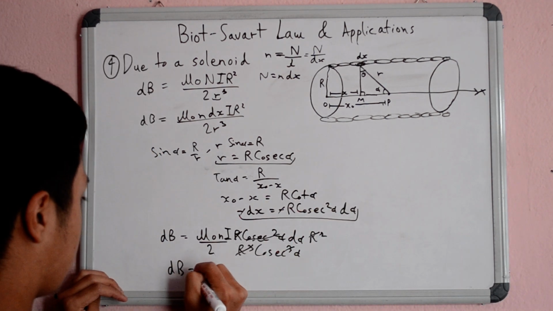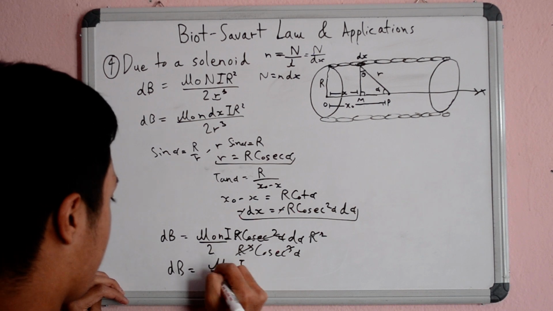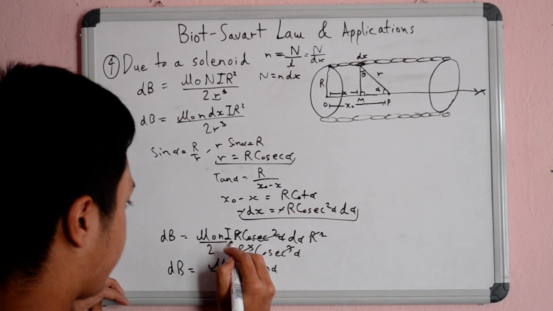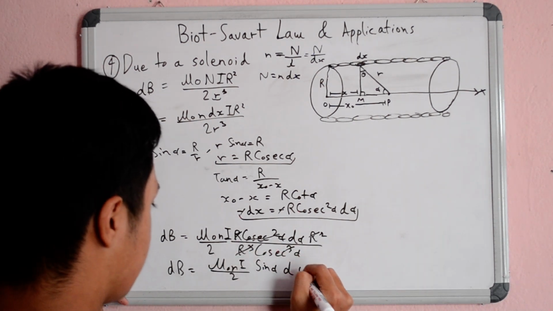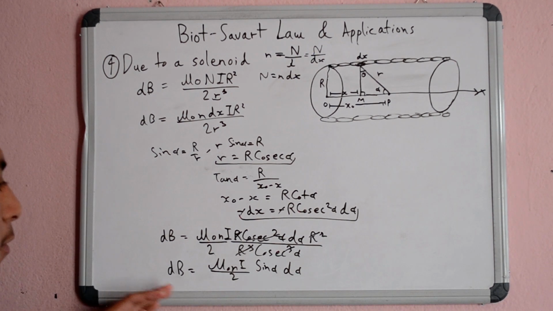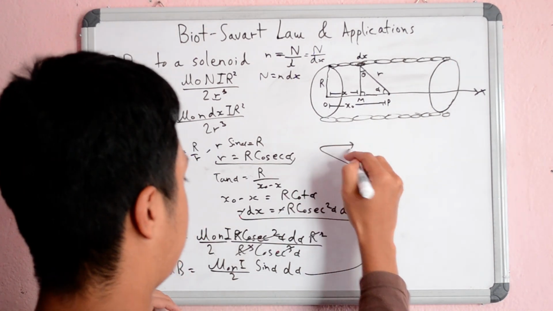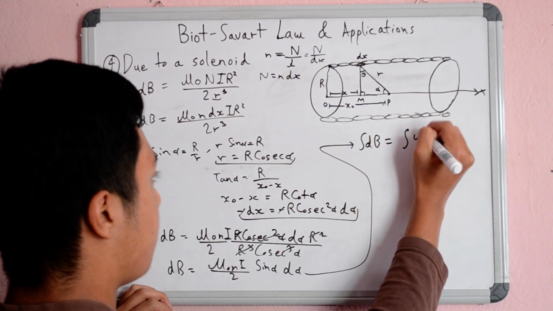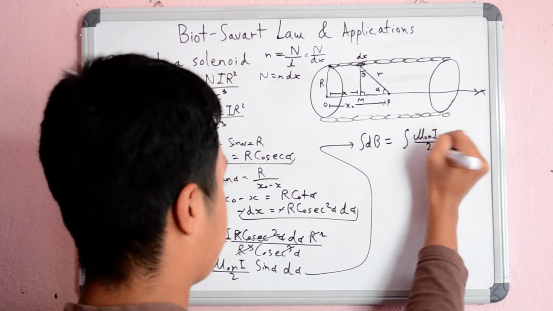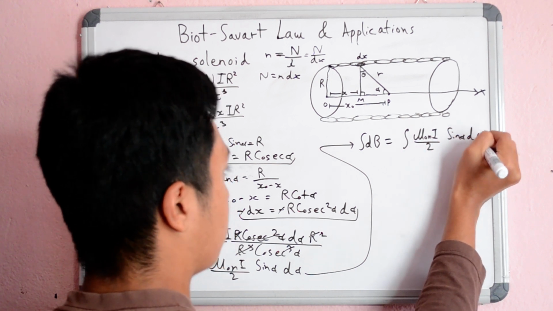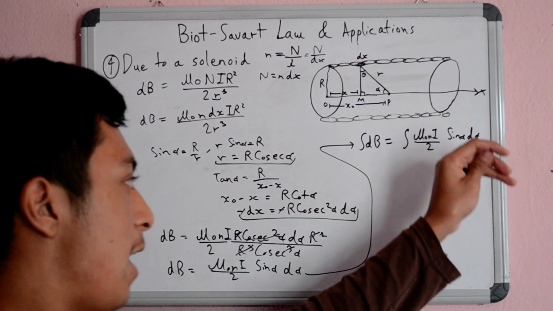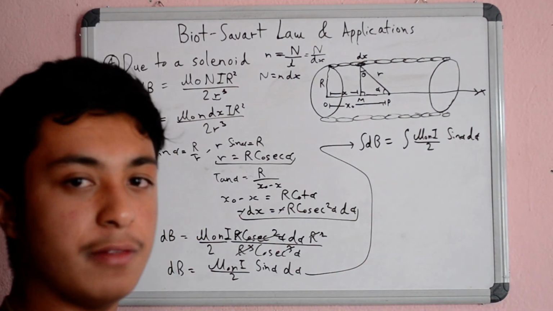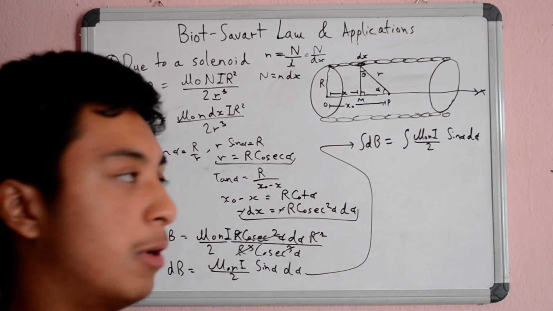So dB is equal to mu naught n I by 2 sine alpha d alpha. And now we will have to integrate both sides. So I'll write it over here, integrating dB. And like in the previous application of the straight conductor, we are in the alpha world for the integration part. So we'll have to find the range of alpha, from the least to the maximum point.